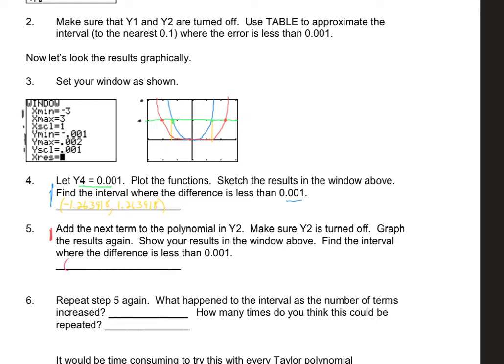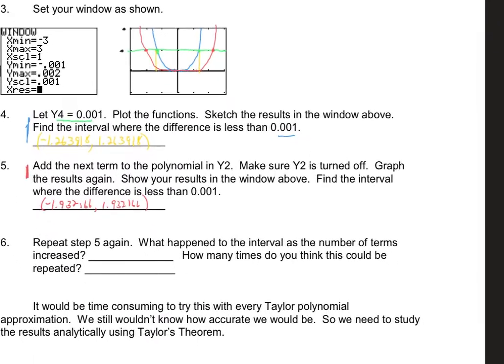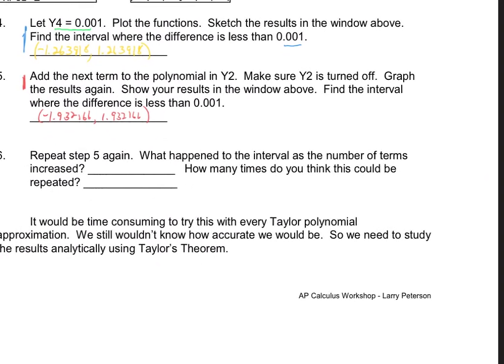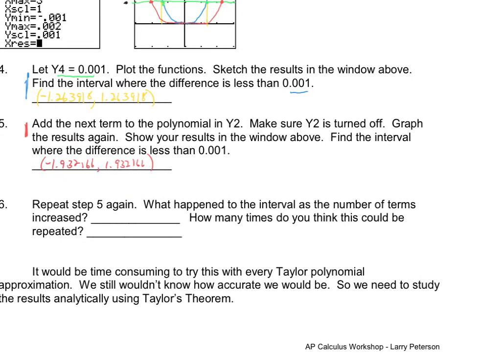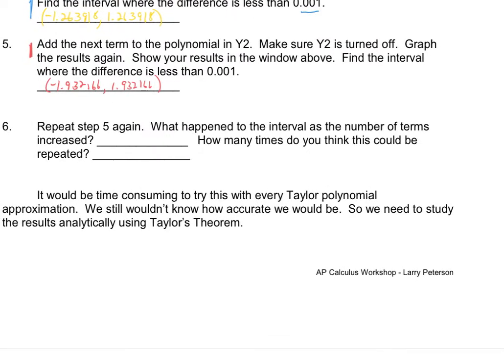When you do that, I believe you can see that we have now extended our interval where we have accuracy of at least 0.001, and it's going to be from -1.392166 to +1.392166. So you can see that adding an extra term in our Taylor polynomial extends the interval of our desired accuracy. You can do that again, and I'm not going to do that. What happens is the interval increases each time.